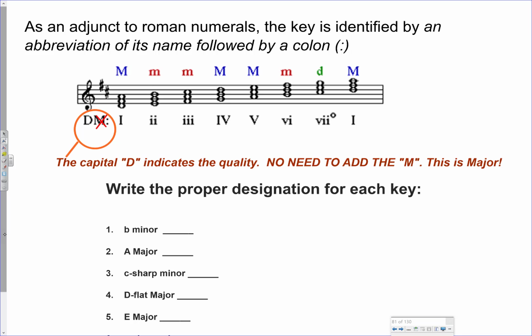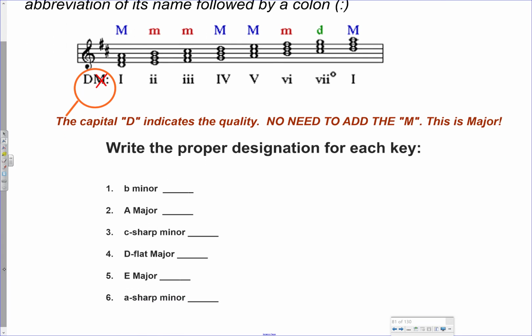So now, let's do this activity and write the proper designation for each key. Let's do the first one together. The first one is B minor. That would be a lowercase b followed by a colon. Let's do number 6 together. A sharp minor. It's a minor key, so we need a lowercase a, and don't forget about your sharp sign and your colon. Without the sharp sign, it would just be A minor, not A sharp minor. Try 2 through 5 right now.